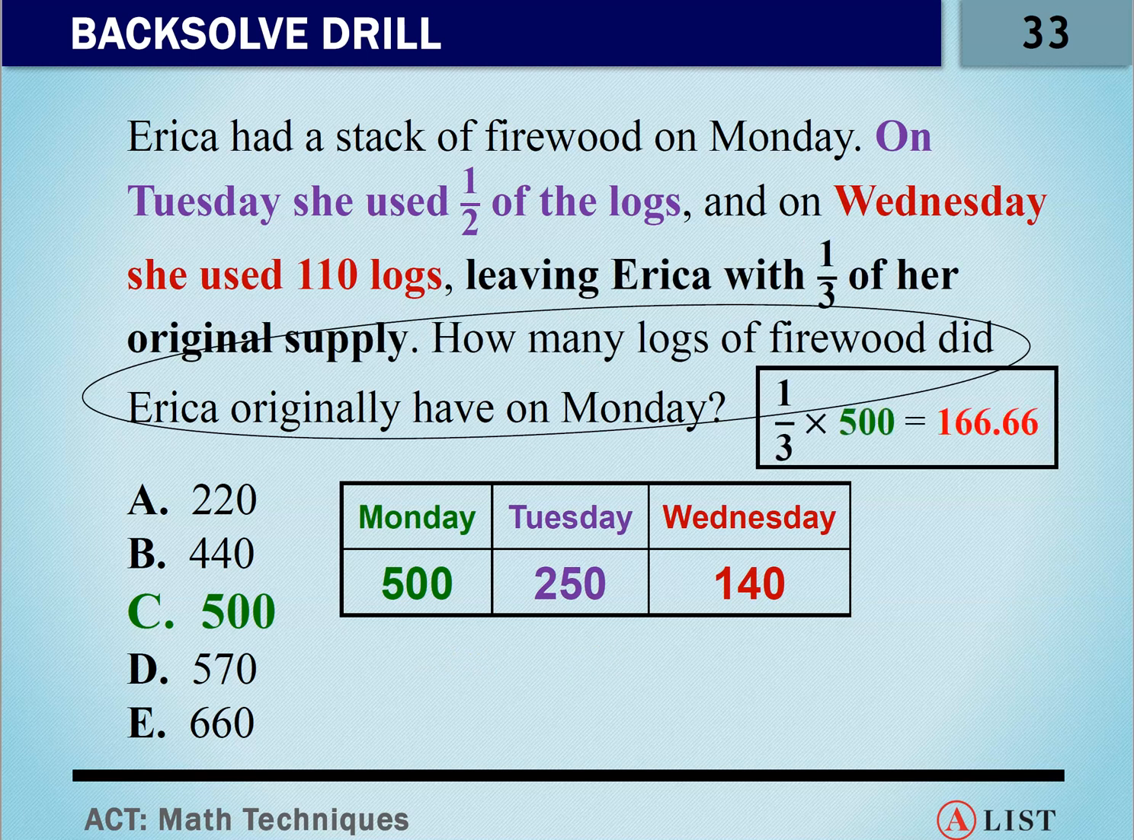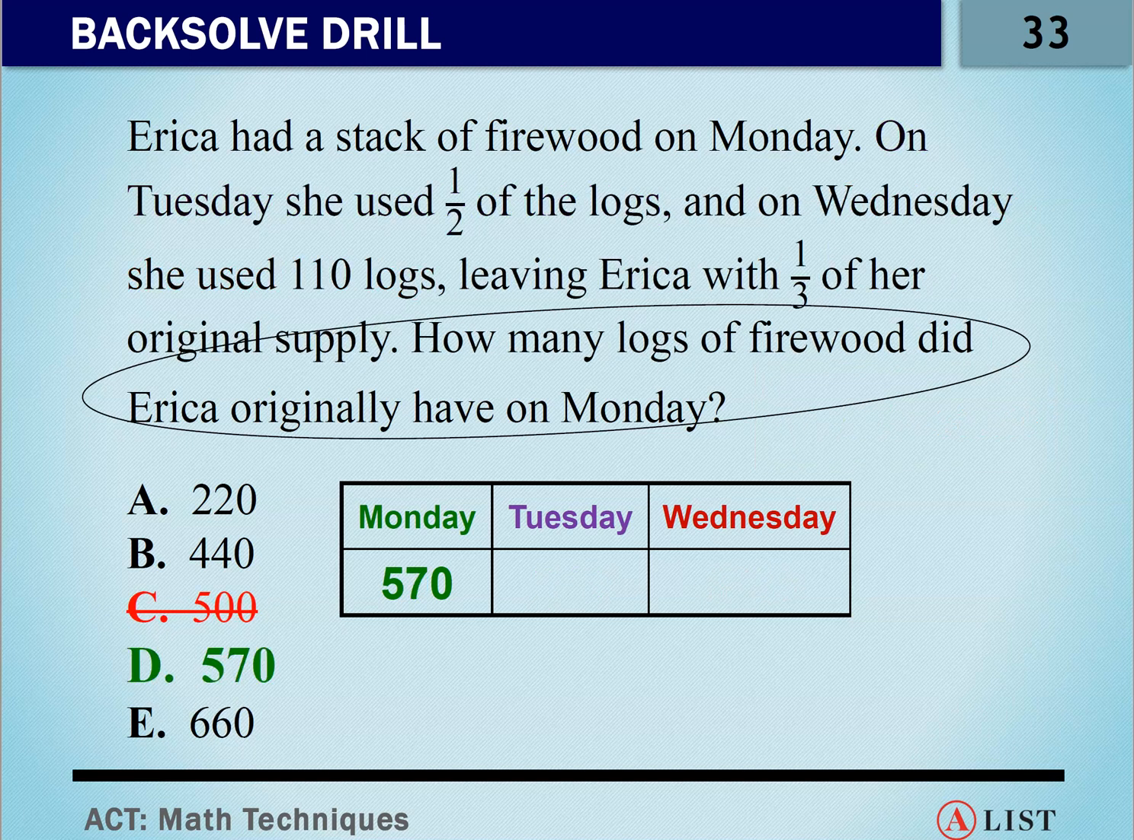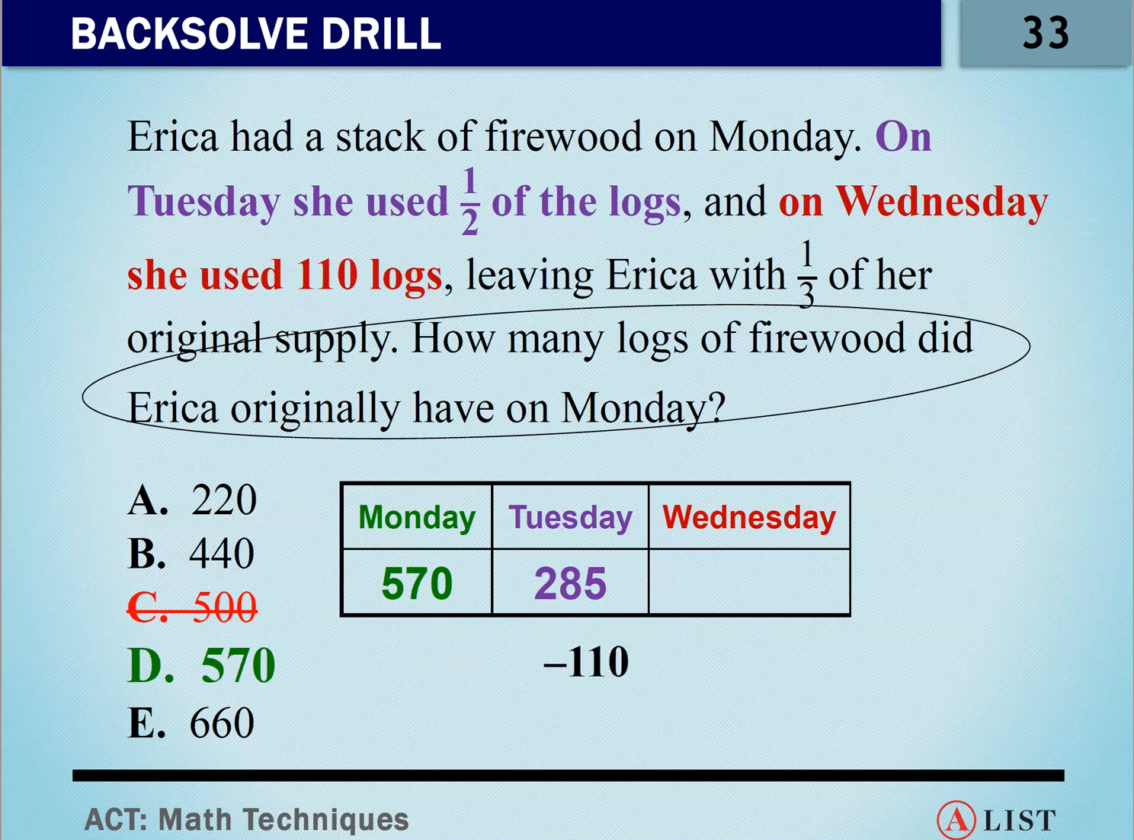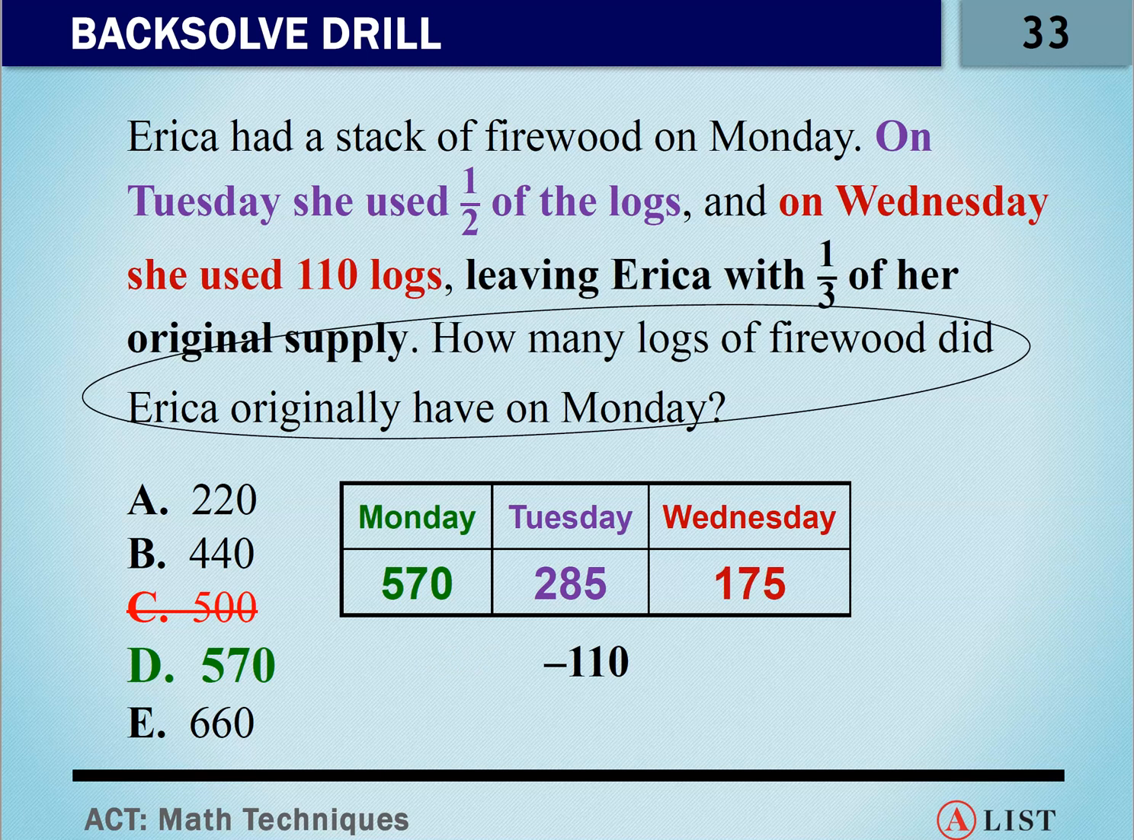And then 1/3 of the original. Well, 1/3 of 500 is 166.6 repeating. That doesn't work out because we had 140. So it can't be 500. Let's try 570. Use half, we're left with 285. Use 110 the next day, we're left with 175. Now what is 1/3 of our original? 1/3 of 570 is 190.